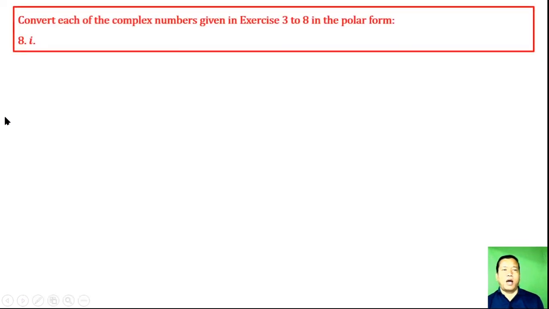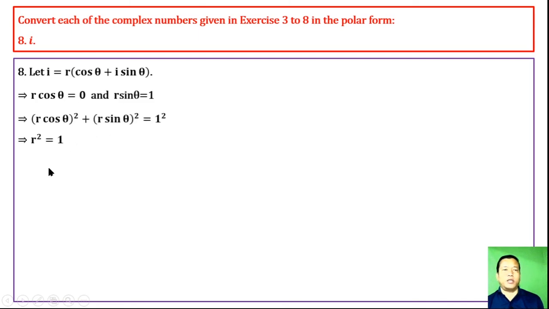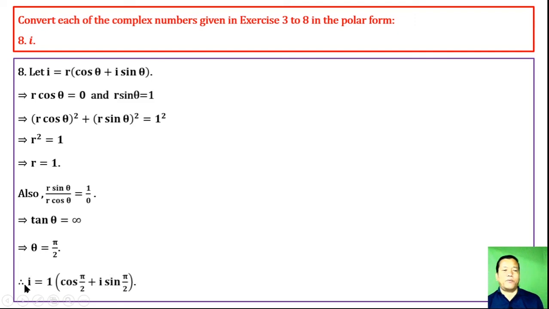For question number 8, let i equal to r cos theta plus i sin theta. Equating real and imaginary parts, we get r cos theta equal to 0 and r sin theta equal to 1. Squaring and adding, we get r equal to 1. Also dividing, we get r sin theta by r cos theta equal to 1 by 0, which implies tan theta is infinity. What will be theta? Theta will be pi by 2. Therefore, i can be written as 1 times of cos of pi by 2 plus i times of sine of pi by 2, which is the required polar form.